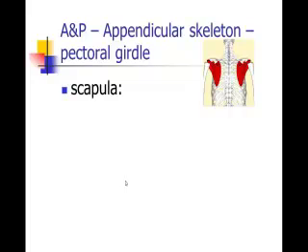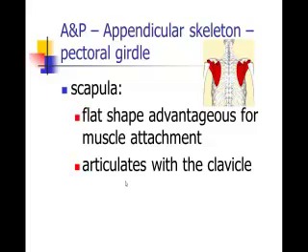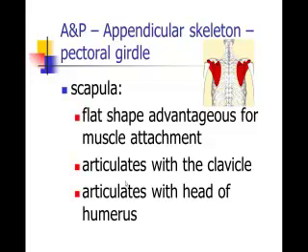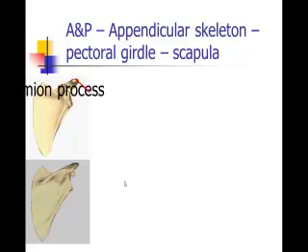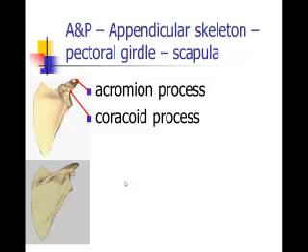So there's the scapula on each side. Remember that we talked about the flat shape being advantageous for muscle attachment, and it articulates with the clavicle distally. It also articulates with the head of the humerus, and that's going to be in the glenoid cavity. So there's the acromion process that articulates with the clavicle. We have the coracoid process. Coracoid process forms because three muscles attach to it: the pectoralis minor, coracobrachialis, and the short head of biceps brachii.